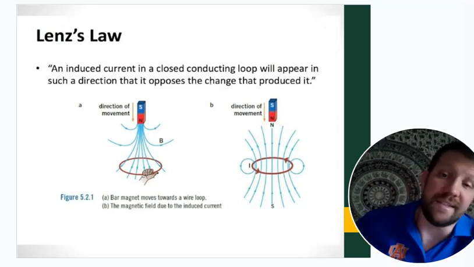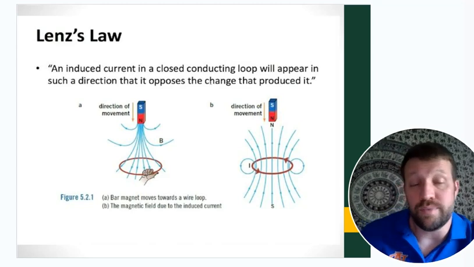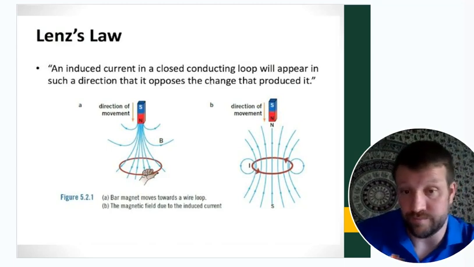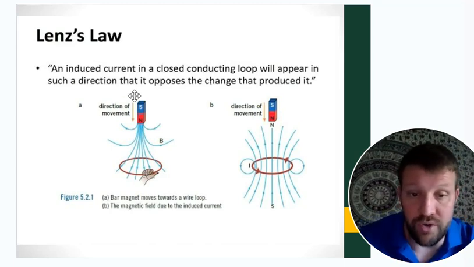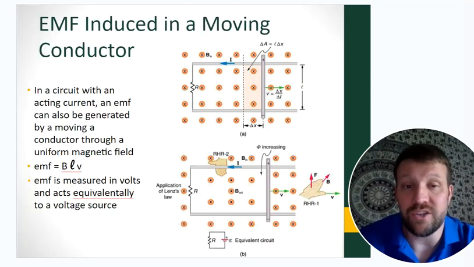Lenz's law states an induced current in a closed conducting loop will appear in such a direction that it opposes the change that produced it. All right, and so the direction of movement being downwards here is going to produce a current that's going to move opposite to that change. All right, and that's important when we get into a space like this.